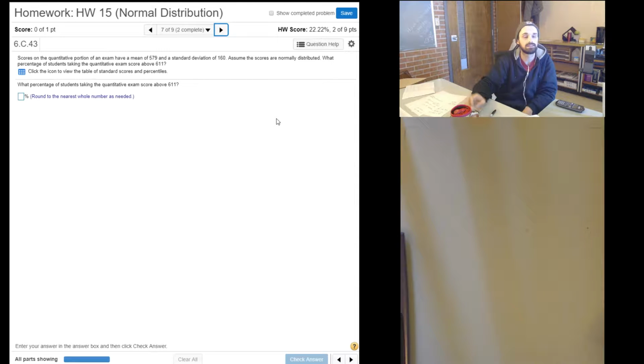All right, on to the next one for homework 15. Again, we're given a mean, we're given a standard deviation, and we want to know what percentage of students taking the quantitative exam scored above a 611. So notice the distinction. The last problem we did below, and now we're doing above.